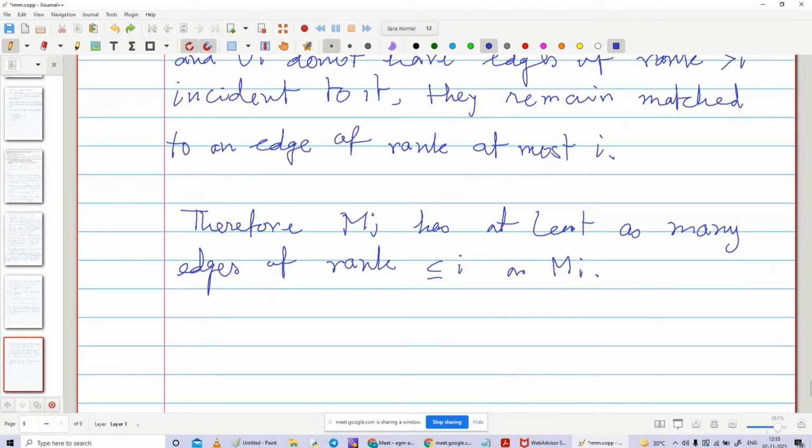And one more thing is Mj cannot have more edges of rank less than or equal to I than Mi.